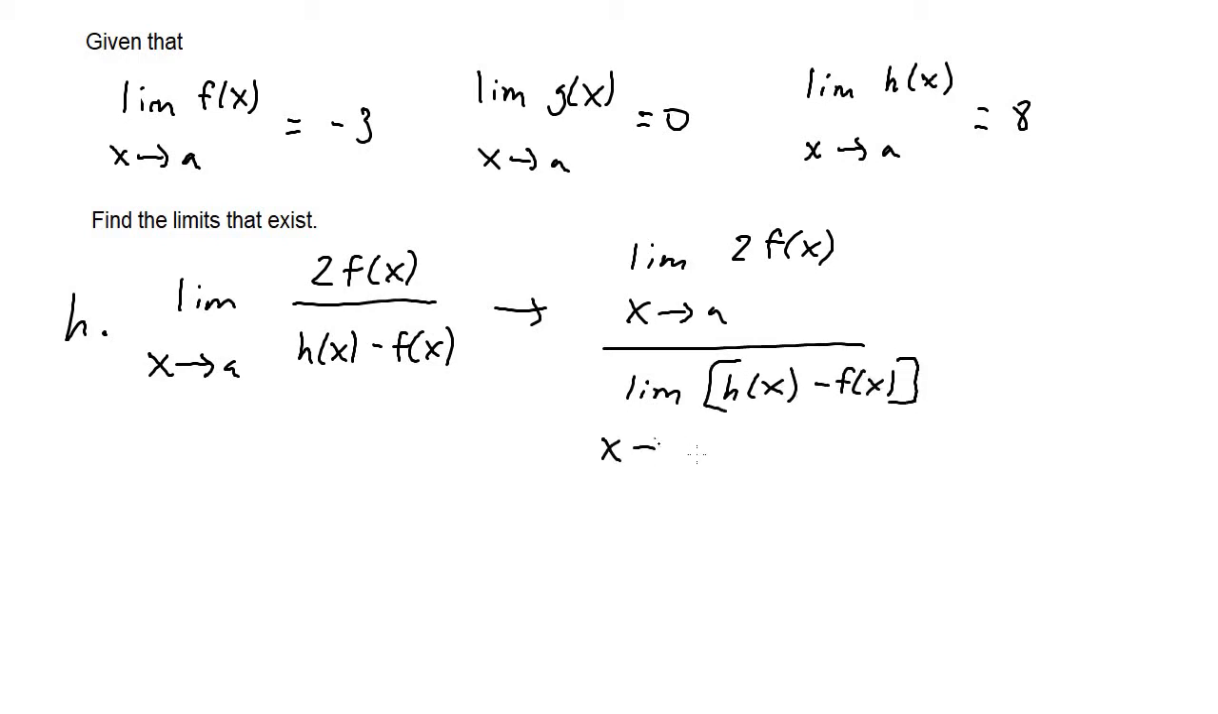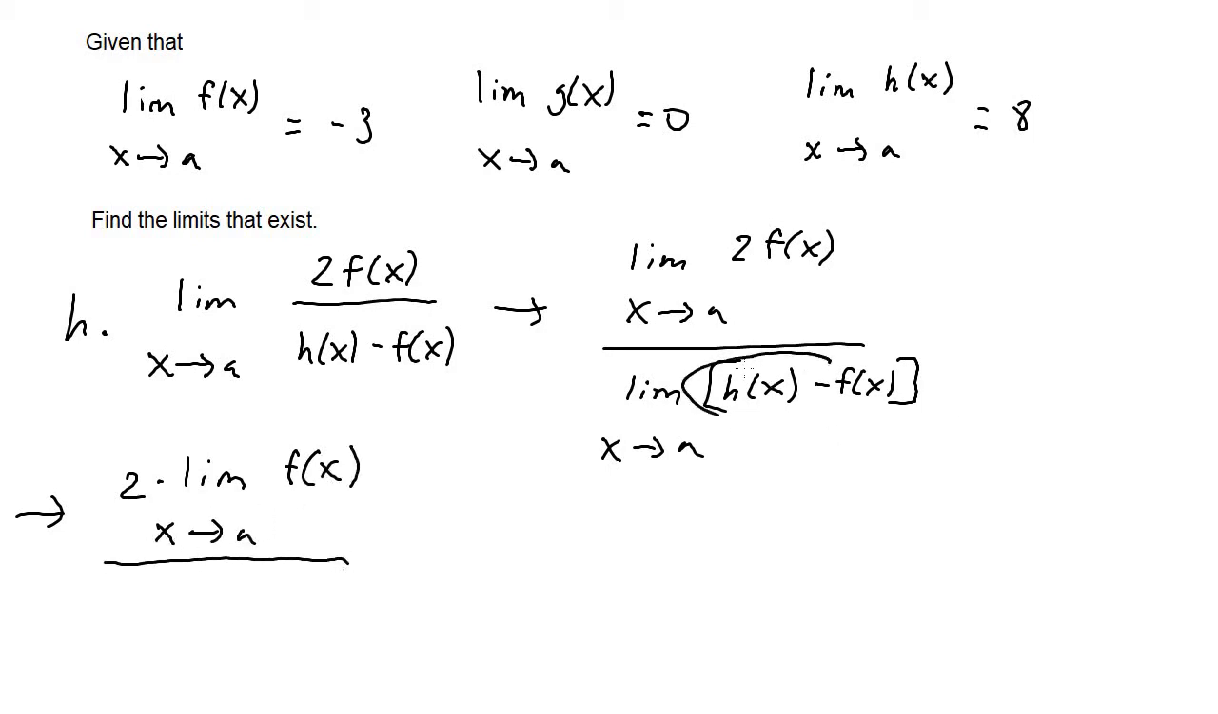as x approaches a. Now for the numerator, because 2 is just a constant, I can take that outside of the limit. So I can rewrite it as, on the numerator, we have 2 times the limit of f of x as x approaches a, and then divided by, because we have two functions being subtracted, or we have h of x minus f of x, we can go ahead and say the limit of h of x as x approaches a minus the limit of f of x as x approaches a. So now all we have left to do is plug in numbers.